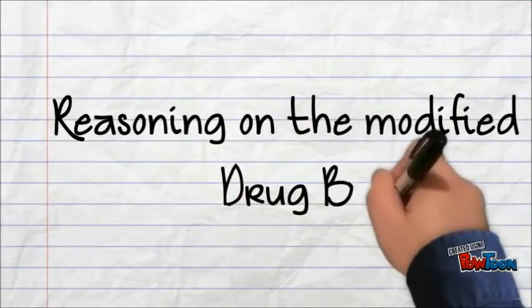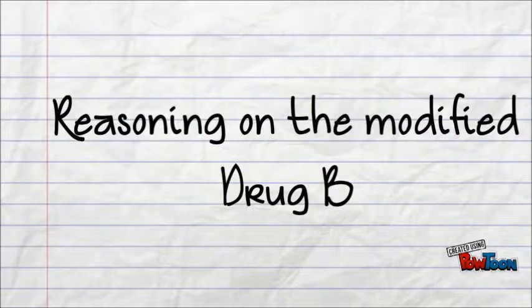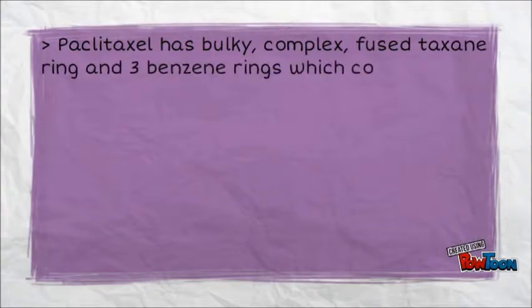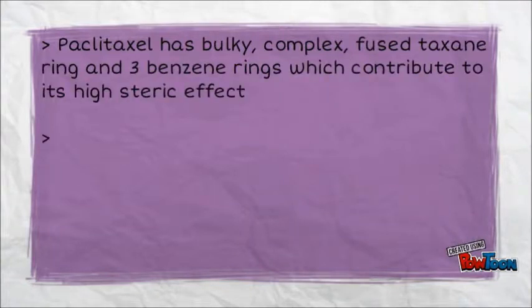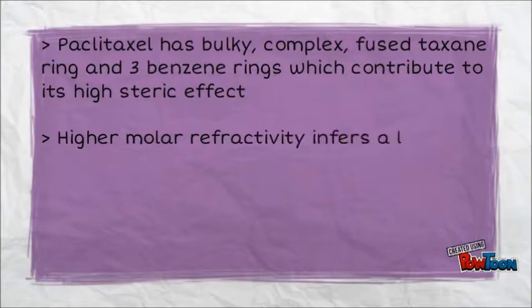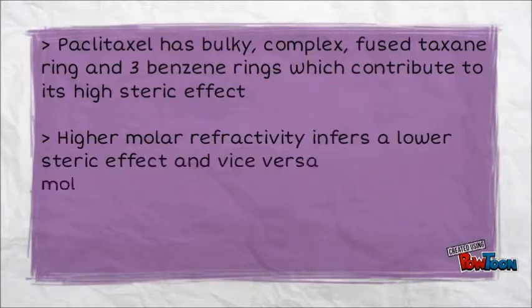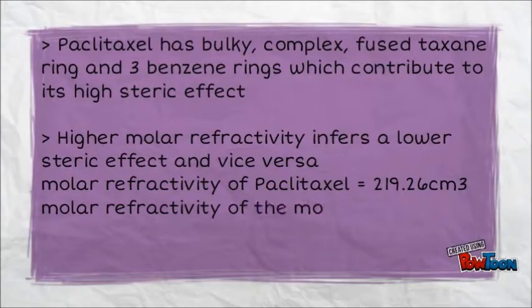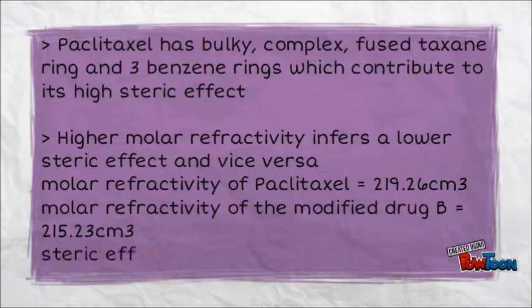Reasoning on the modified drug B. Paclitaxel has bulky, complex, fused taxane ring and 3 benzene rings which contribute to its high steric effect. Higher molar refractivity infers a lower steric effect and vice versa. Drug B has lower molar refractivity compared to paclitaxel as its value is lower.